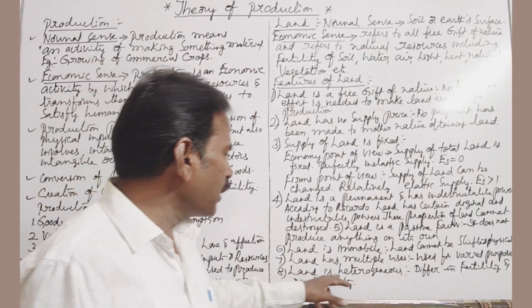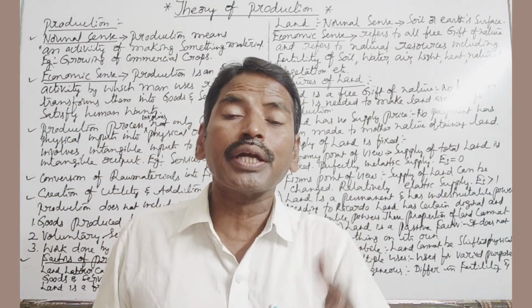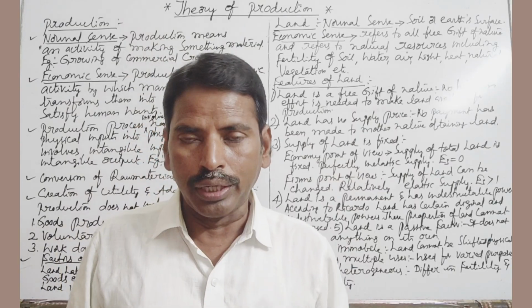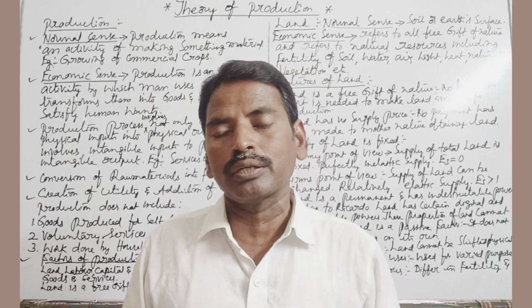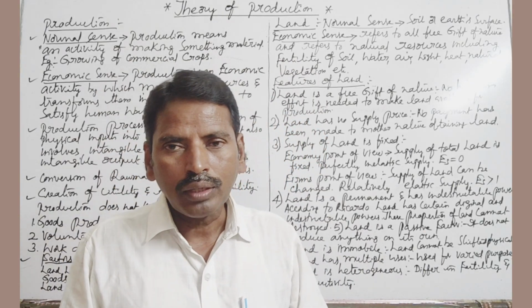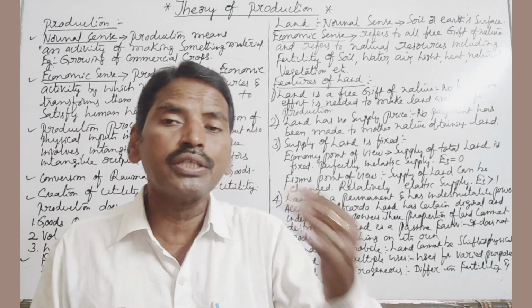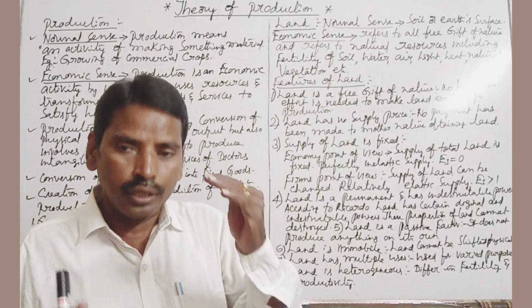Next, land is heterogeneous. Different kinds of soils are there. Red soil, famous for groundnut. Sandy soil, famous for watermelon and dosa. And black soil, famous for cotton.